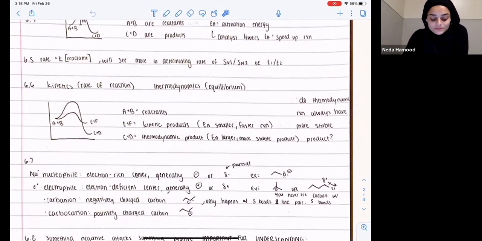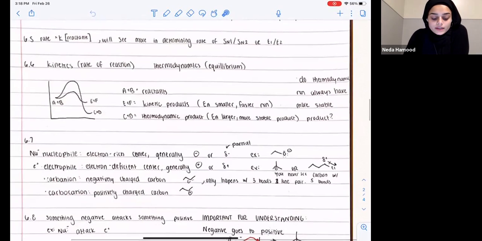Okay, cool. So here in 6.6, we have kinetics is talking about the rate of reactions, thermodynamics is talking about the equilibrium. So again, maybe he would give you guys this energy diagram and then be like, which one is the thermodynamic product and which one is the kinetic product? And we can kind of see that because kinetic is talking about the speed of the reaction. So if we see a lower activation energy, it's going to happen faster. But we can see that this is the thermodynamic product because it's more stable and the activation energy is larger.